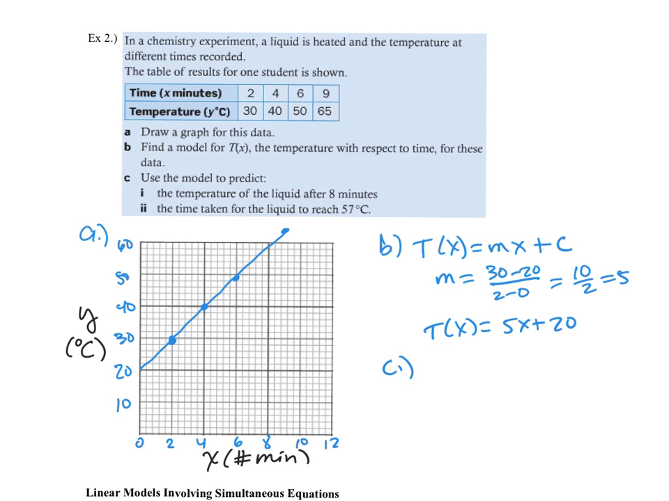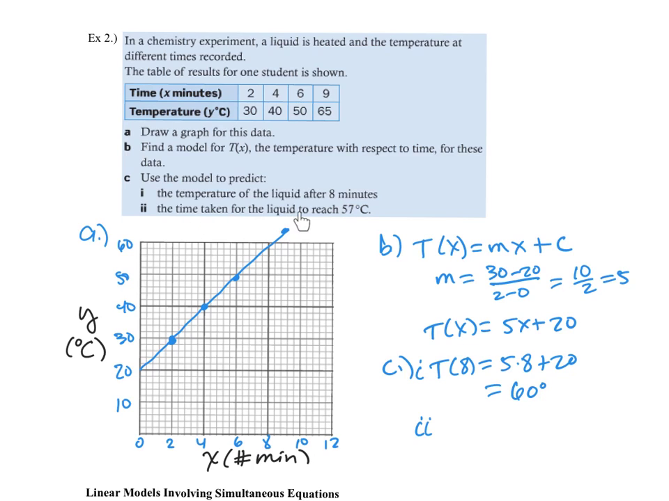Okay? And then letter C says, use the model to predict the temperature of the liquid after 8 minutes. Well, remember, temperature is your output, and minutes would be your input. So let's put 8 into this function. In other words, we're going to evaluate T of 8. So T of 8 would be equal to 5 times 8 plus 20, which is 40 plus 20, or 60 degrees.